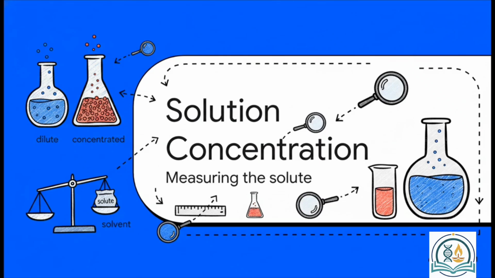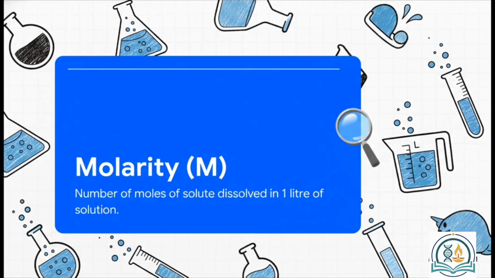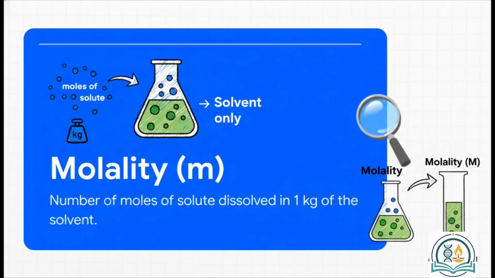Okay, so now that we know what a solution is, we need to know how to describe it properly. Just saying it's a little sugary or it's very salty isn't good enough for science. We need numbers. So how do we express exactly how much solute is packed into a solution? First up, we have molarity, and notice that's with a capital M. This is probably the one you'll see most often. It's really simple. It's the number of moles of your solute divided by the total volume of the entire solution in liters. And next, we have molality with a lowercase m.